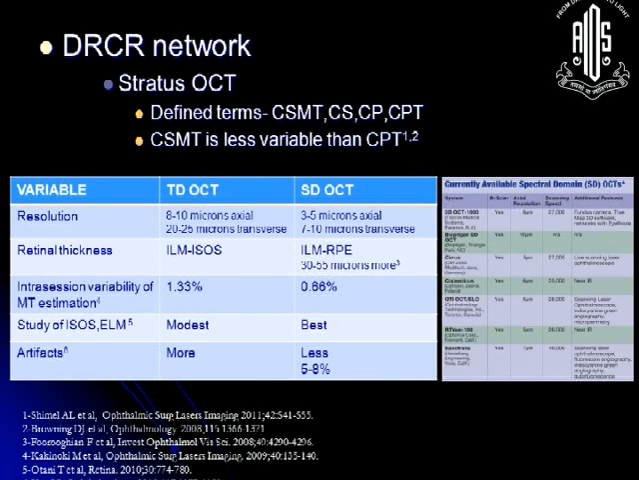The other thing that we need to keep in mind is that the retinal thickness is going to be different when you compare these two modalities. In spectral domain, it's going to be around 30 to 55 microns more than what you would measure on the time domain, because we measure between the ILM and RPE and not between the ILM and ISOS.